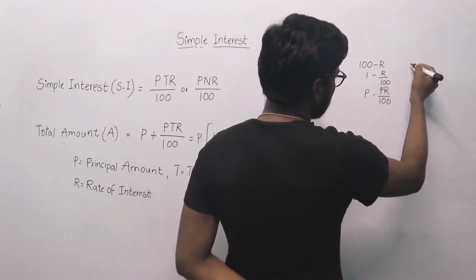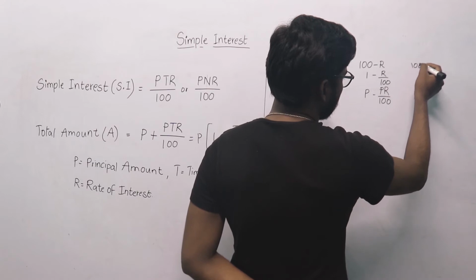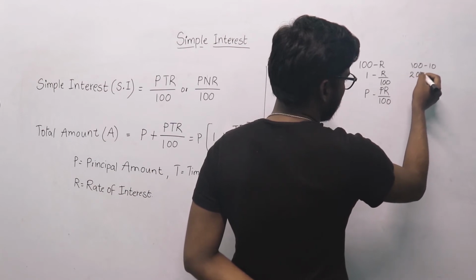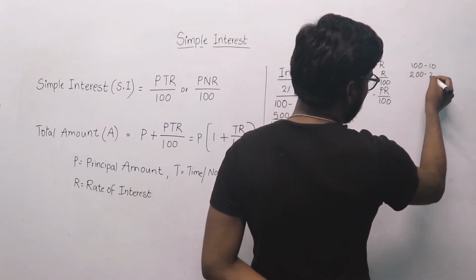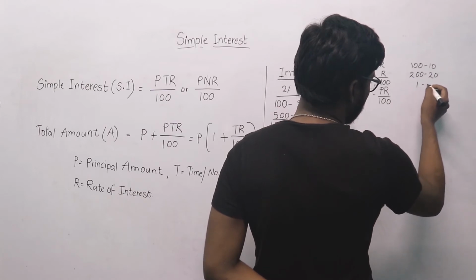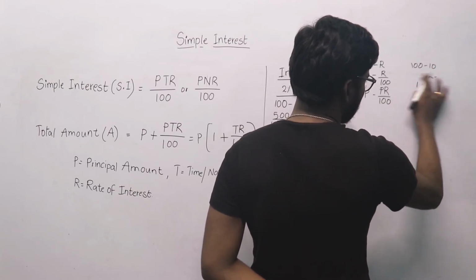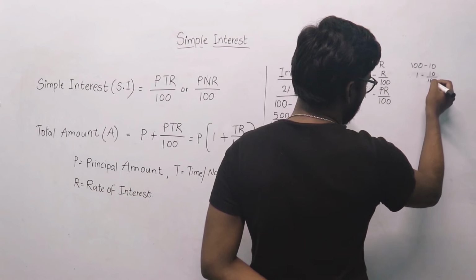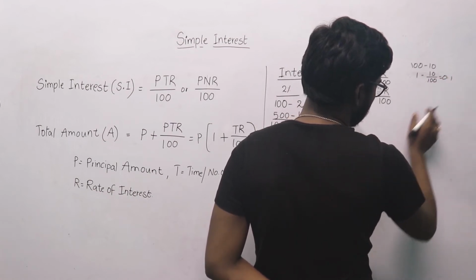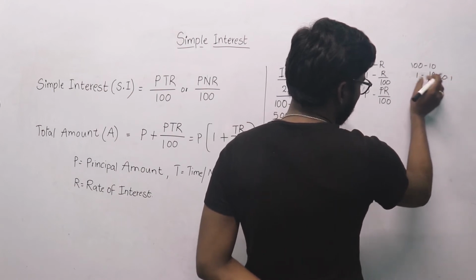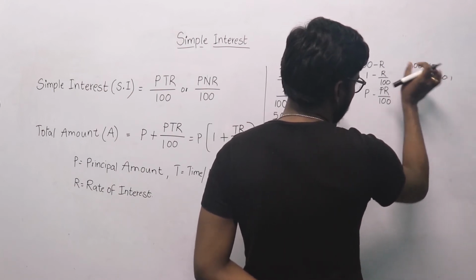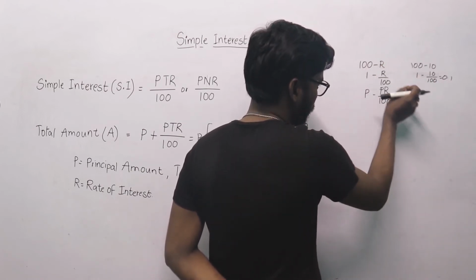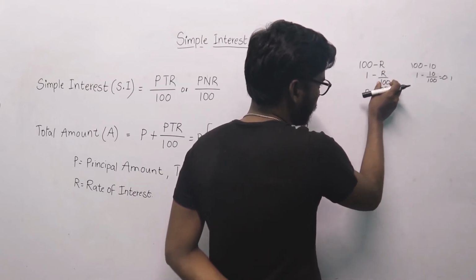For 100 rupees, if the rate of interest is 10 rupees, then for 200 rupees you will be charging me 20 rupees. For 1 rupee you will be charging me, let us see this step, 10 by 100, 0.1 rupees. So that will be your interest on 1 rupee. This will be your interest on 100 rupees. That is the same thing we have done here. For 100 rupees you will be charging R amount of rupees. So for 1 rupee you will be charging this.